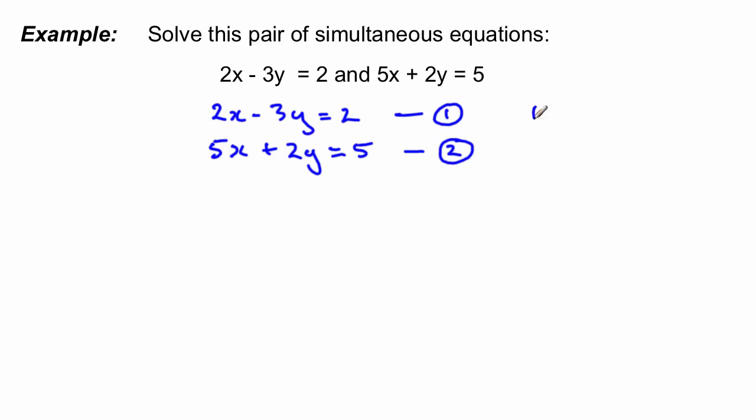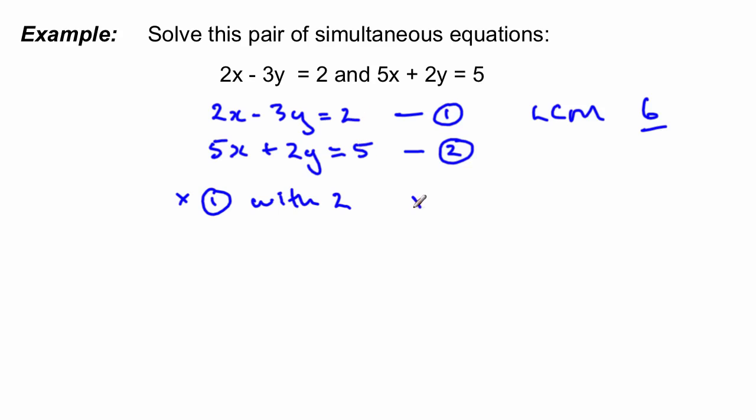And this is where we need the idea of the lowest common multiple. Now I'm going to select the lowest common multiple of 3 and 2. I'm going to change these two numbers to be the same. And the lowest common multiple of 3 and 2 is 6. So if I multiply equation 1 with 2, that will change this into a 6. 2 2's, 2 3's and 2 2's.